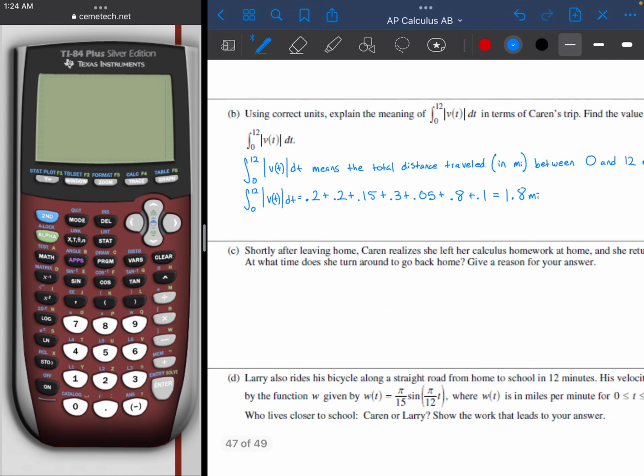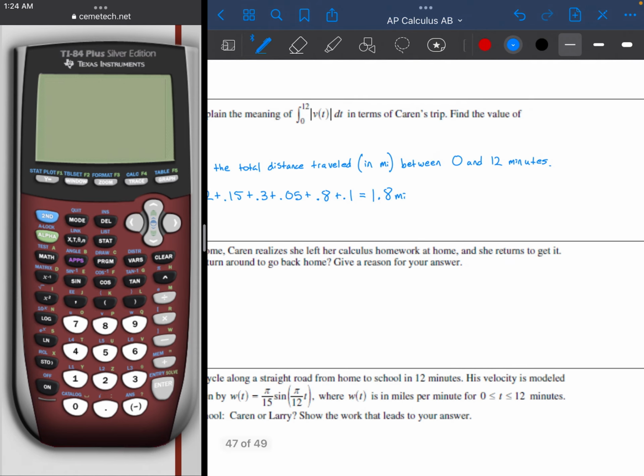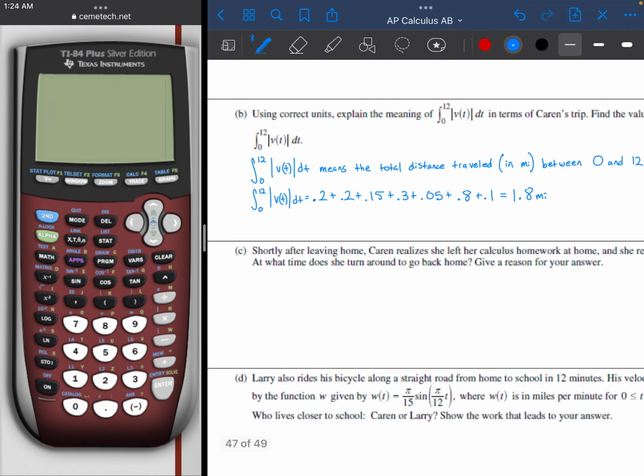Moving on to part C. Shortly after leaving home, Karen realizes she left her calculus homework at home, and she returns to get it. At what time does she turn around to go back home? Oh, so this is just like an interpreting a graph question? That's kind of cool.